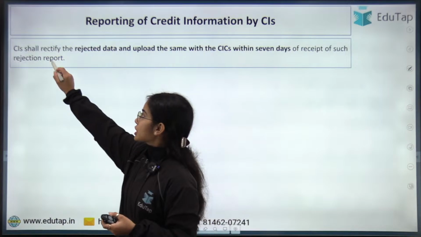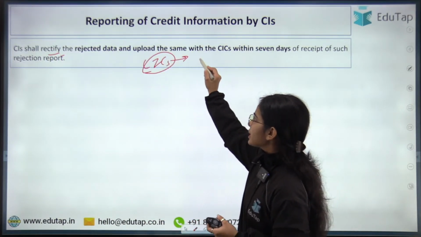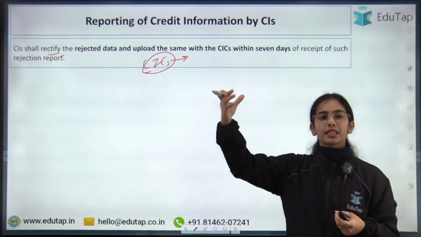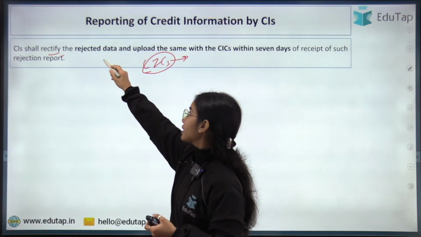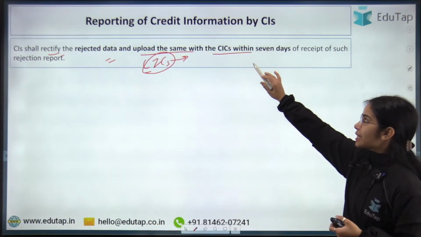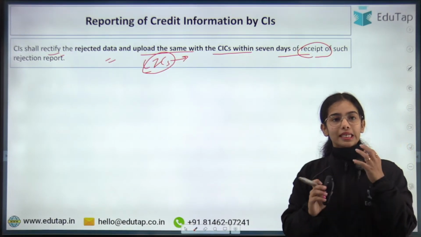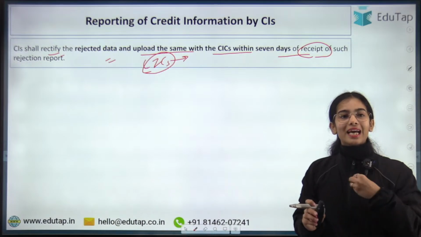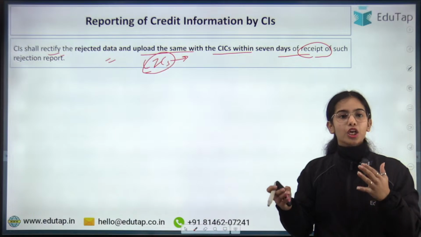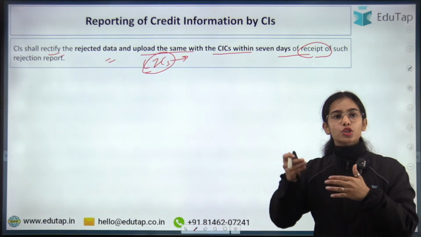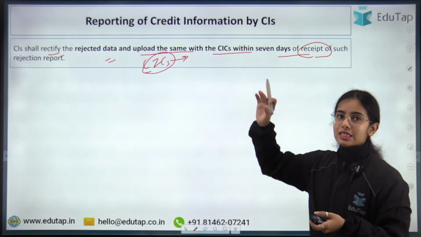Now reporting. See, the credit institution shall rectify. Let's say the credit information companies have found some discrepancy in the data, some problem where the data is not matching up. The credit institution shall rectify the rejected data and upload it to the CICs within 7 days of the receipt of such rejection report. The CICs can reject the data if the format is not correct or if there is any discrepancy, so the credit institution has to correct the data within 7 working days.